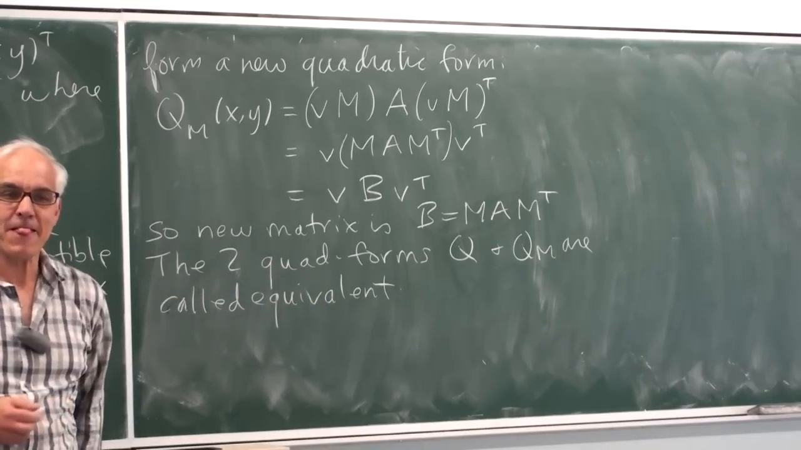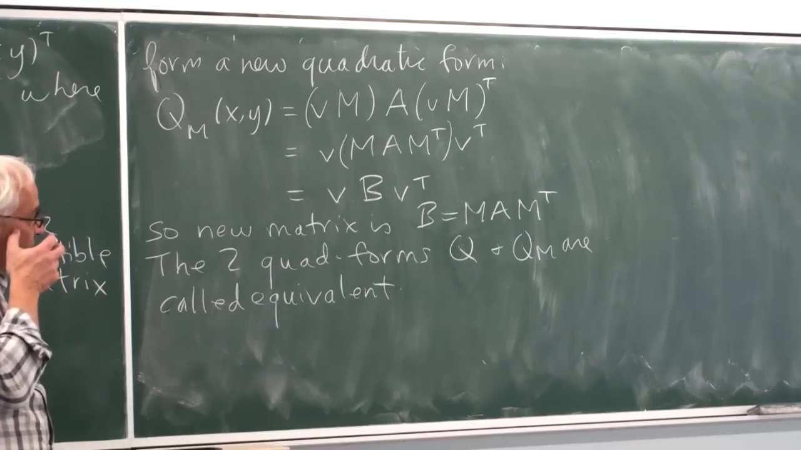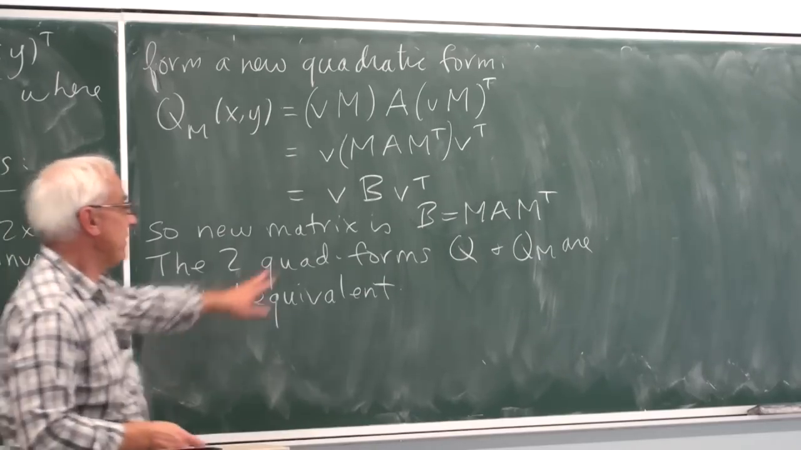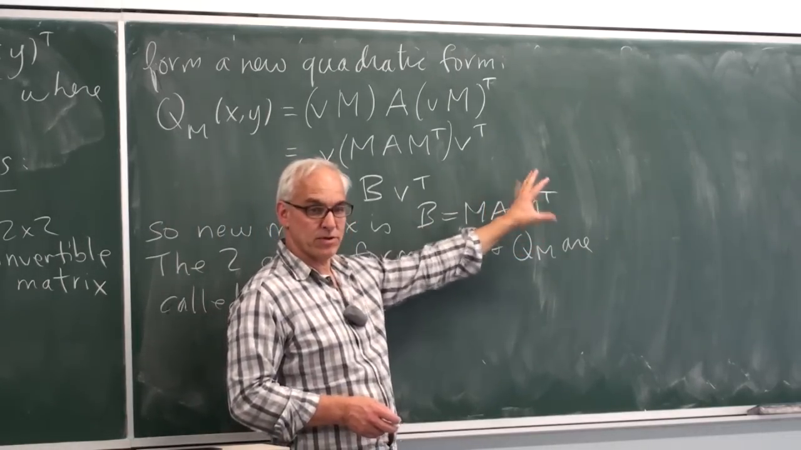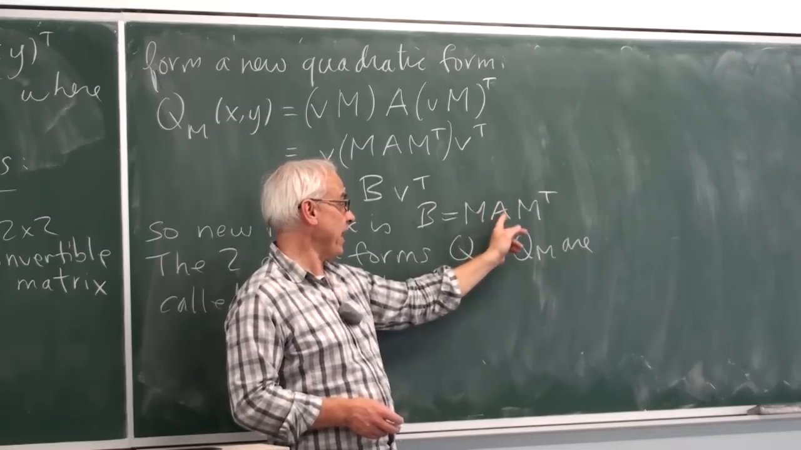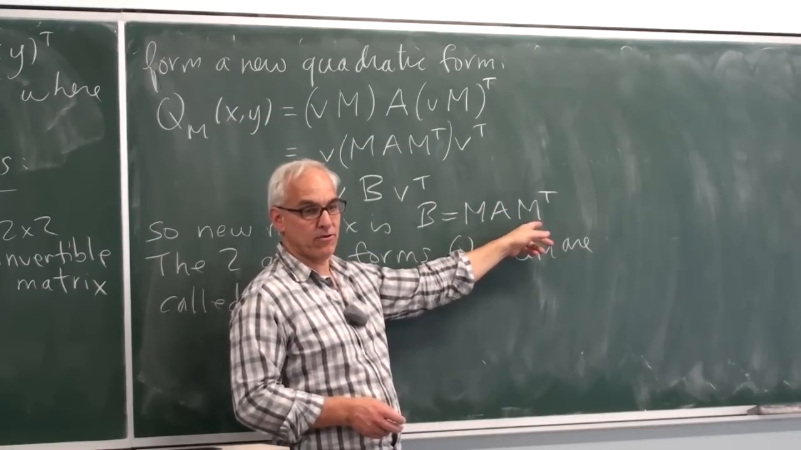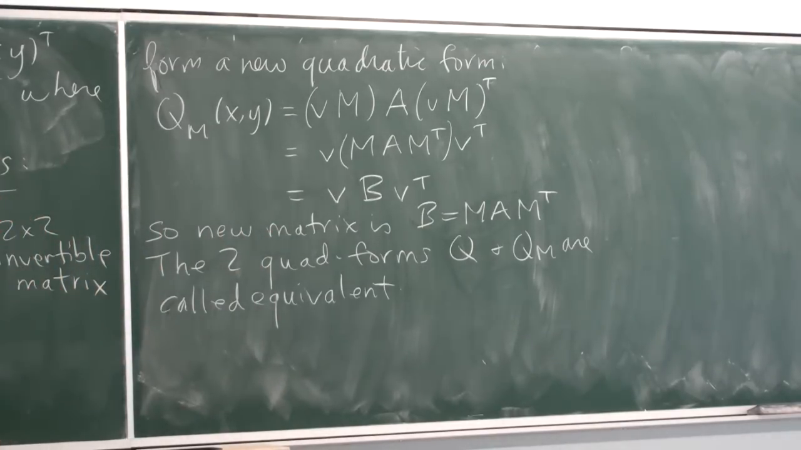Question? How do we know that B will be symmetric? Well, if you just take the transpose of this, the transpose reverses the order. So you'll get M, A transpose, times M transpose again. So it's automatically symmetric.